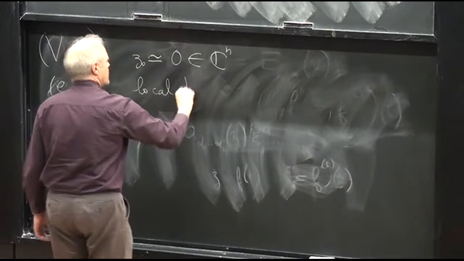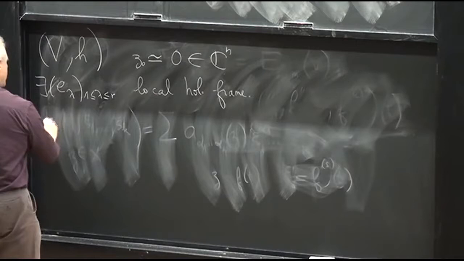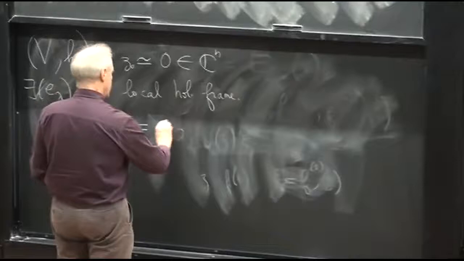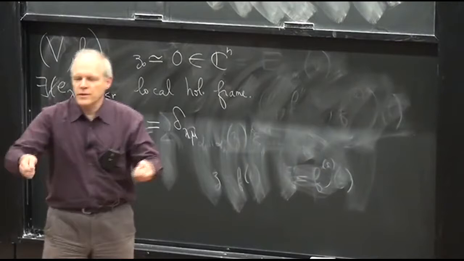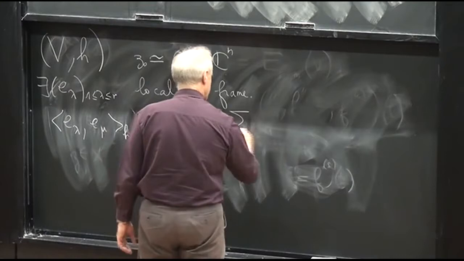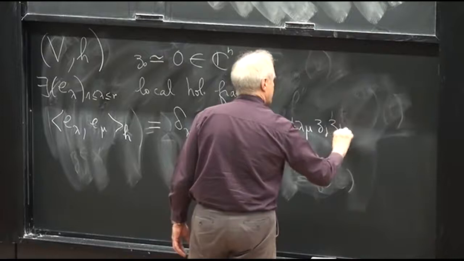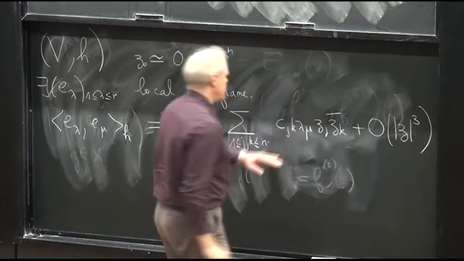there exists such a frame with the Hermitian bracket, which is essentially an orthonormal frame at the central point, but then it cannot be orthonormal nearby, and then you have some coefficients, plus higher order. And these coefficients which appear and you cannot remove are precisely the curvature tensor.